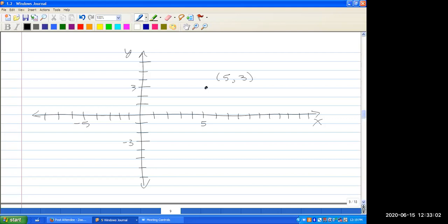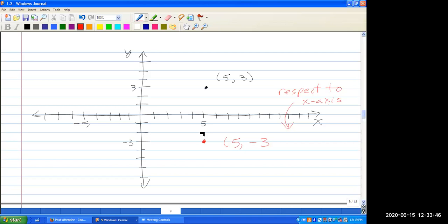Now I want to first reflect about the x-axis. So actually, maybe I'll make this a red point. So I'm going to flip here. So this is going to be with respect to the x-axis. Okay. So it's going to flip over. It's going to have the same x coordinate, but the y coordinate will have an opposite sign. So this will be the point (5, negative 3). So this distance here to the x-axis is the same as this distance here to the x-axis.